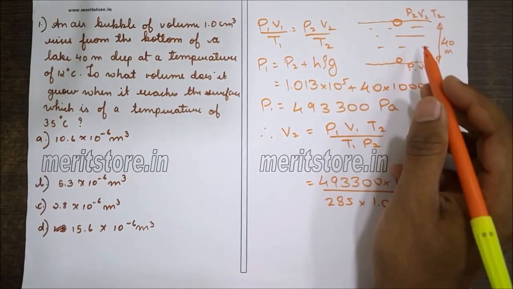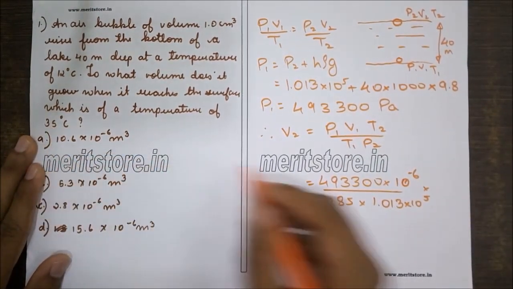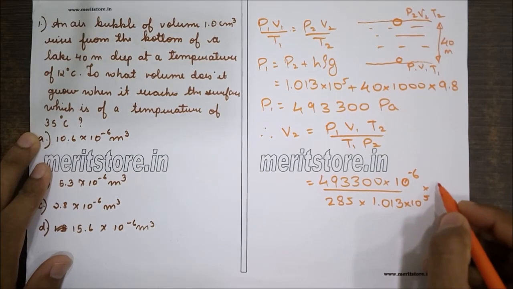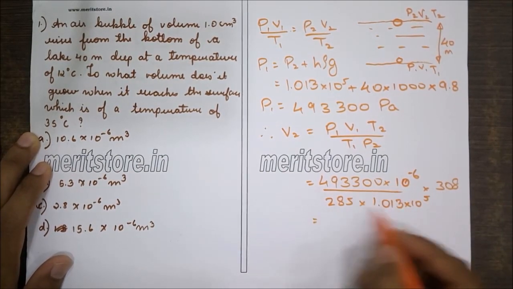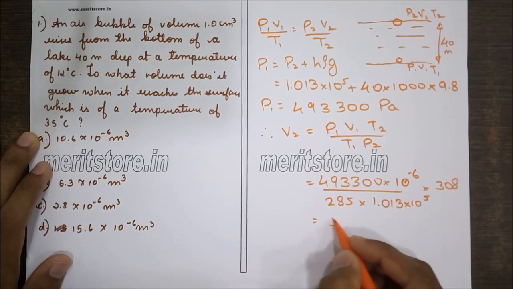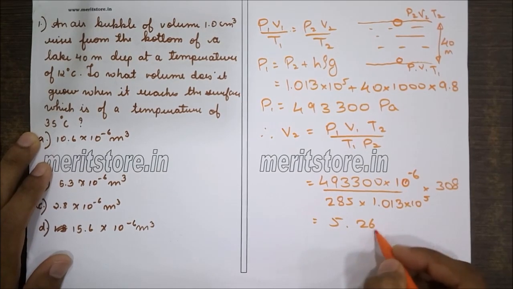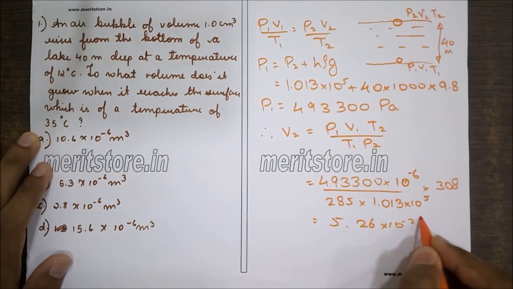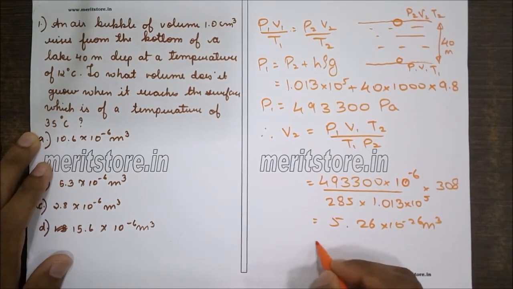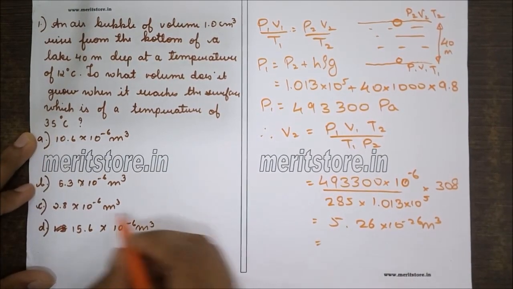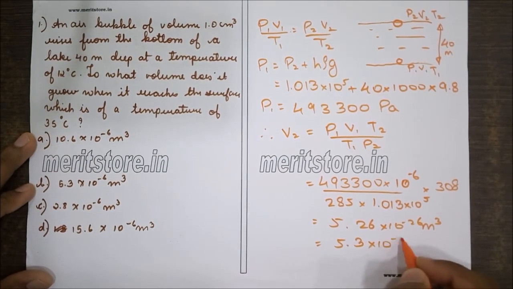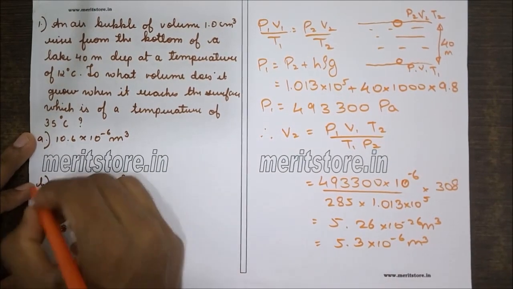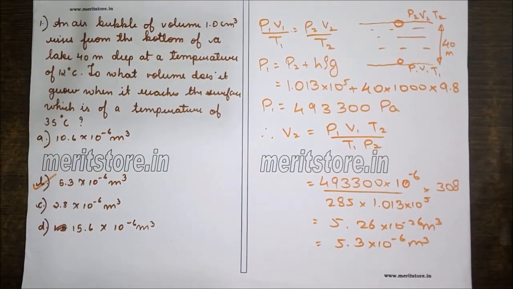at the top surface, which is given as 35 degrees Celsius. Converting it to Kelvin, we get 308 Kelvin. On solving this, we get the value as 5.26 into 10 raised to minus 6 meter cube. The approximate answer close to it is 5.3 into 10 raised to minus 6 meter cube. Hence option B is the correct answer.